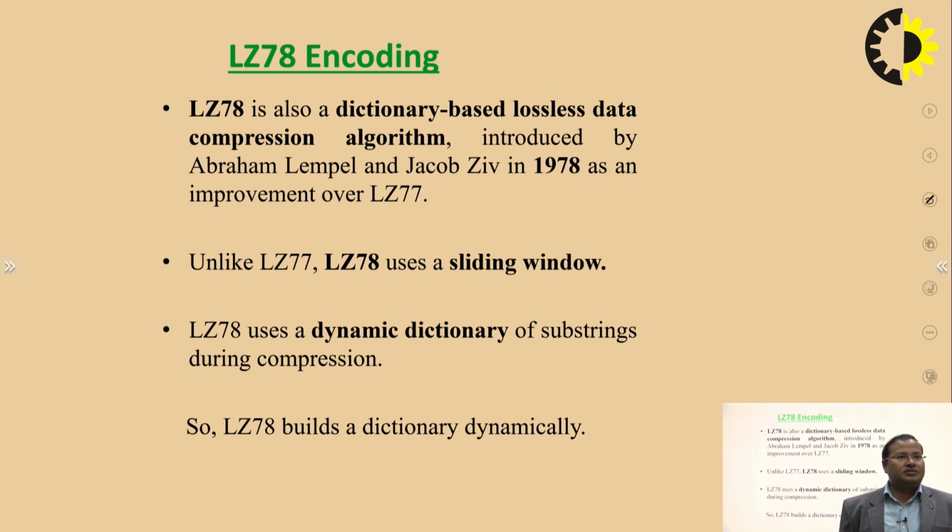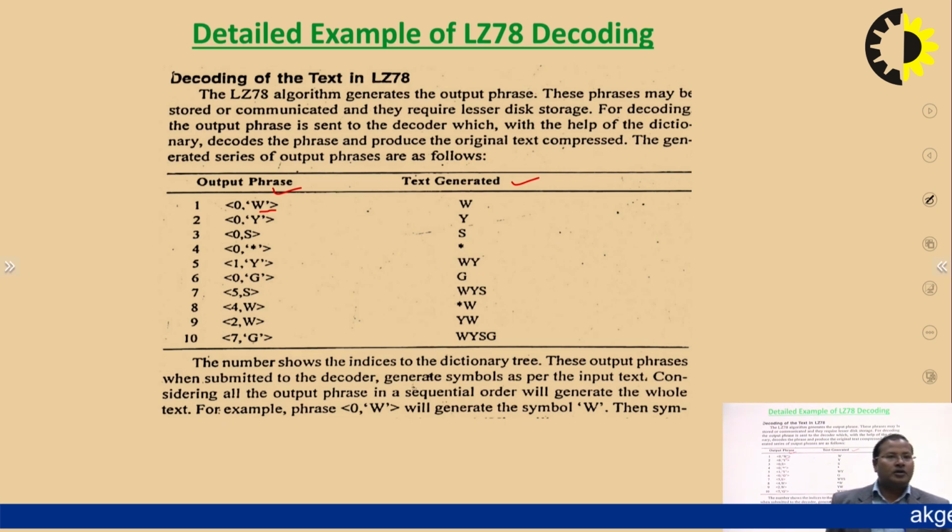LZ78 encoding came into the picture. It is also a dictionary based lossless data compression technique and was developed in 1978. Unlike LZ77, LZ78 does not use a sliding window. LZ78 uses a dynamic dictionary of substrings during compression. So now I am going to give the decoding process.